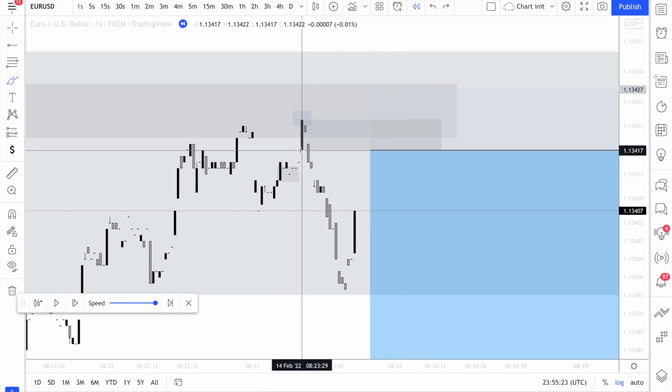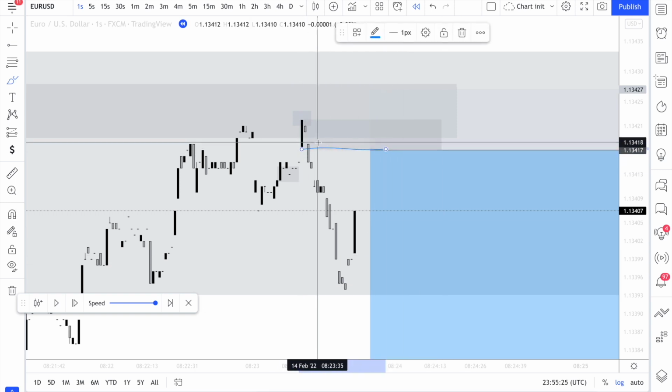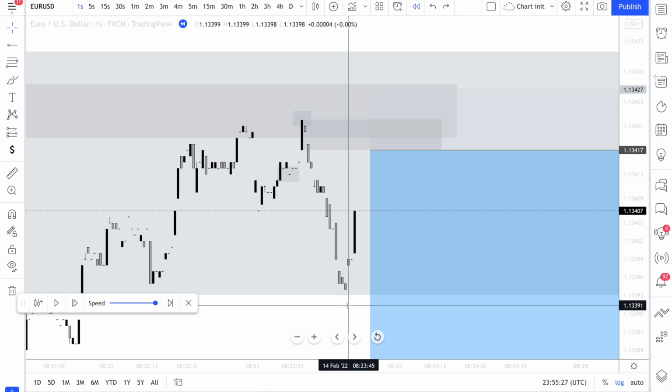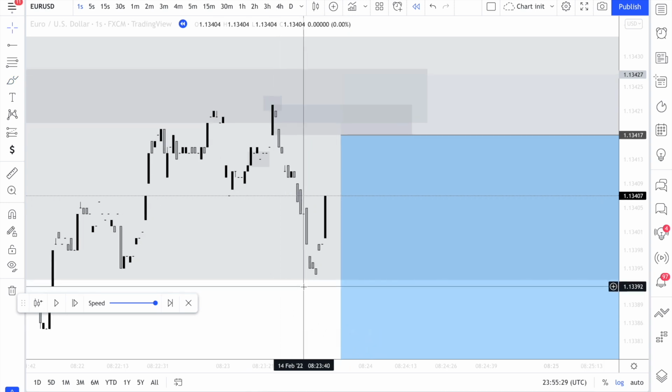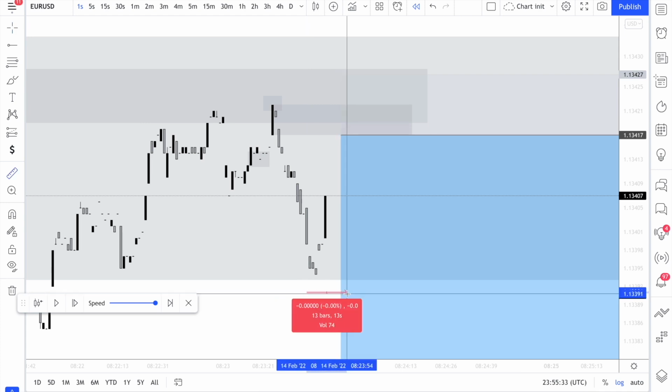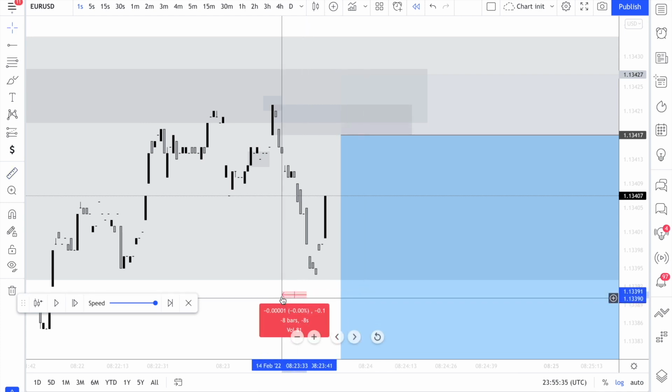I placed my entry at the open. I had about, I don't know, 10 to 15 seconds, I believe, to place this order. And once it broke, that's when I placed it. To be fair, I don't know when it started. Hold on.